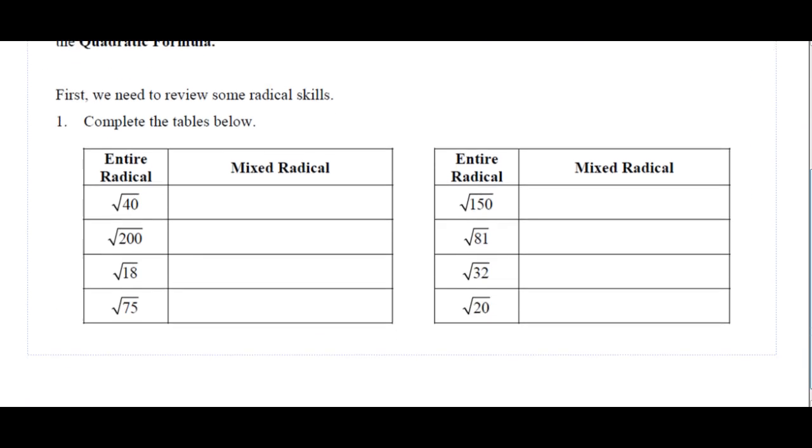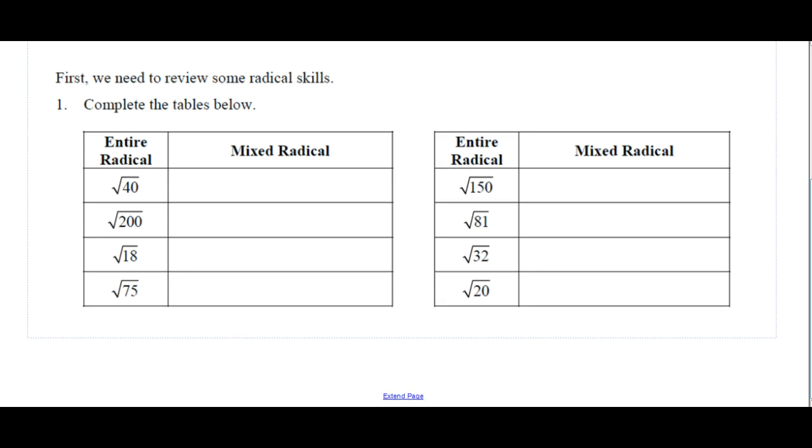So first we need to review some radical skills. We need to change entire radicals to mixed radicals, because once we get an answer, there will be a radical in that answer, and we need to maybe change its form. So root 40, what do we do with that? You think about how to change an entire radical to a mixed radical, and did we ever do that? Yeah, it was in 10C.